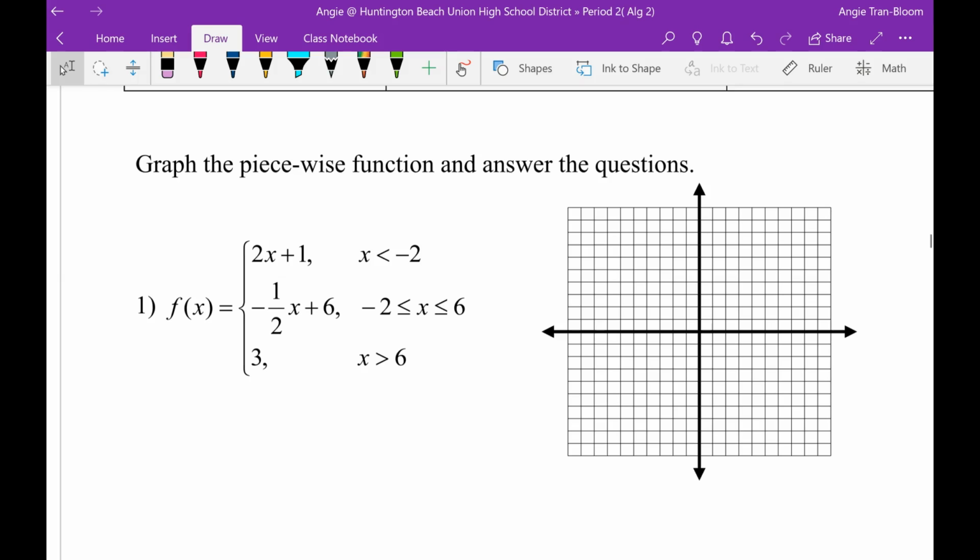Piece number 2, -1/2 x plus 6. I can only use what values of x for the second piece? From -2 all the way to? That means, can I use 7 for the second piece? No. Third piece, it's just simply at 3. That means y is at 3 when x is greater than 6. So what happens to the third piece when x is at 10? y is 3. What happens when x is positive 100? y is still 3.